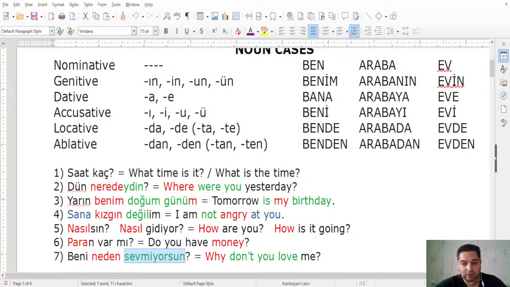Again, just to repeat, don't forget, if you already have a question word, like why, how, when, in the sentence, in Turkish, the next word will be in the affirmative form. It will not be interrogative.